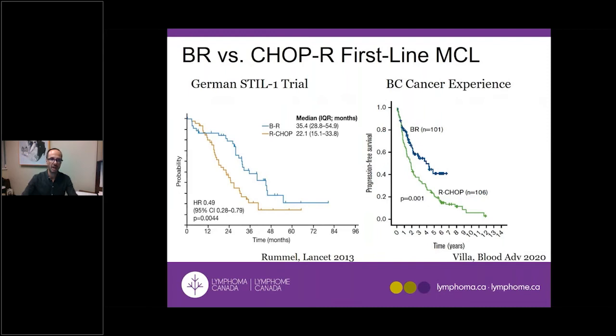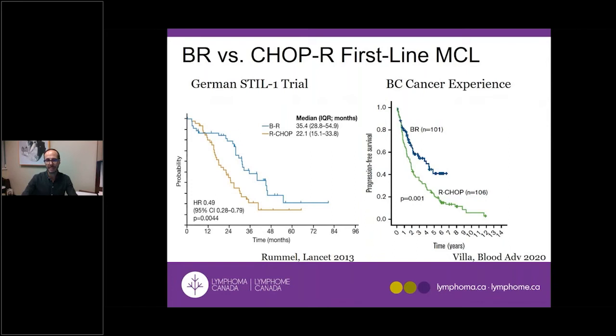So you can see how the BR patients in blue did much better than the R-CHOP patients in orange. But notice how these curves just go down. And even if you look, for example, at the 48, 60-month mark, only 20% of patients are progression free. So this is not curative, but it's definitely giving people some mileage, but not a huge mileage.